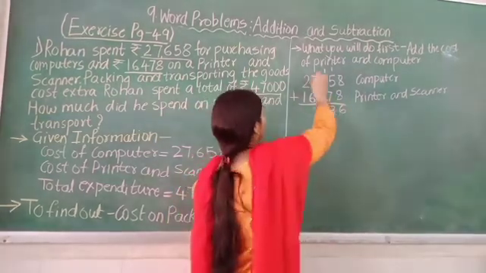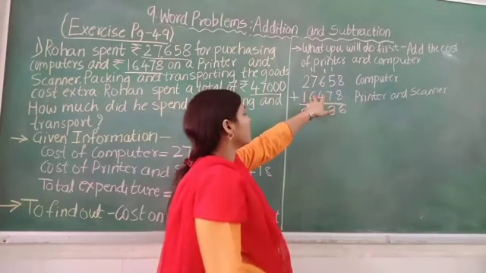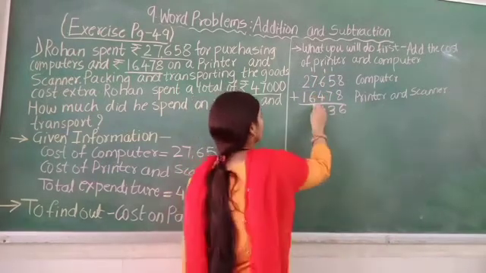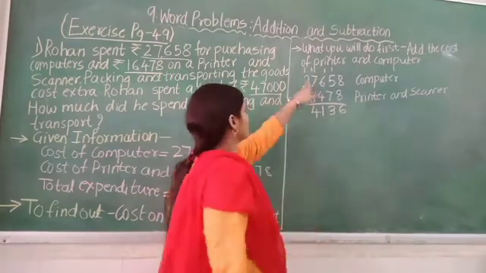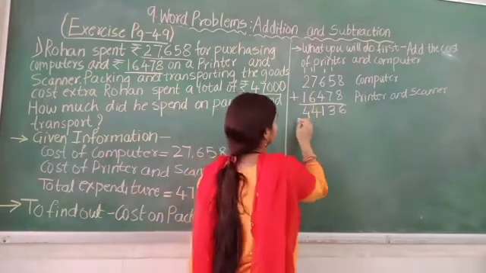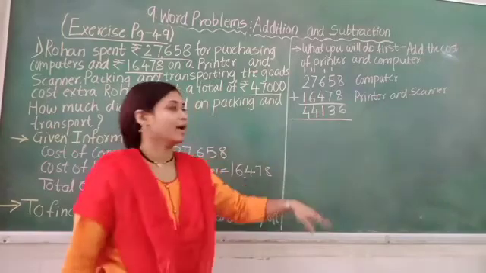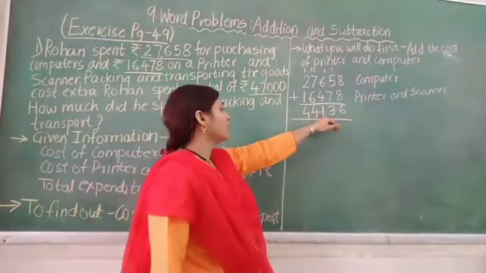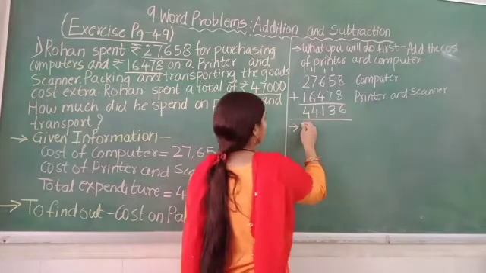11. 1 plus 7 is 8 and 8 plus 6 is how much? 14, and 1 will be carried over here. 1 plus 2 is 3. 3 plus 1 is 4. So, total for computer and printer he had spent how much? 44,136. Now, what will you do next?